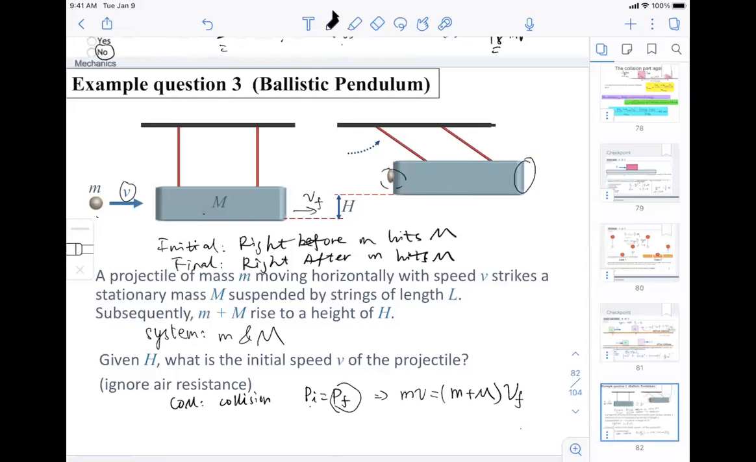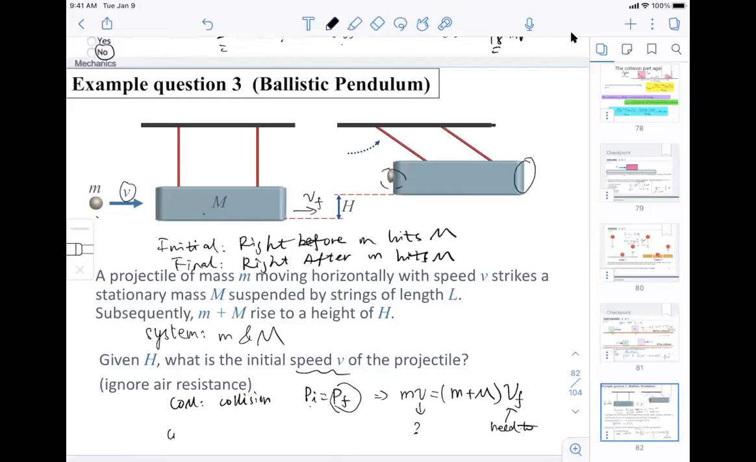Okay, so what do I need to solve? I need to solve for V. So if I want to solve for V, I need to know V final. But I don't know V final right now, right? So you can do the momentum and you can see, okay, I need more equations. I need some more information. So what do we do to find V final? Conservation of energy, as John was saying, very good.